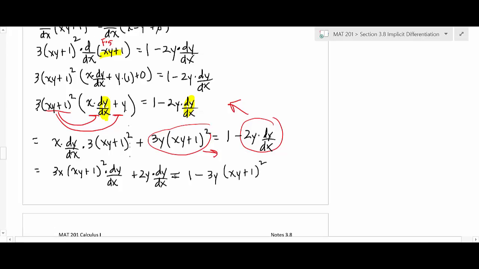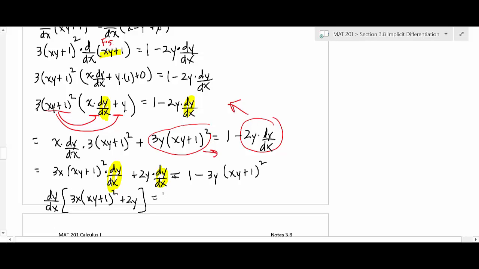What are you going to do now? Factor, right? That's the purpose, okay? You got 2 dy dx's, take it out, factor it. Okay, so that when you take that out, you're going to have dy dx, so I'm going to have a bracket, 3x, xy plus 1 to the second, plus 2y, that takes care of that.